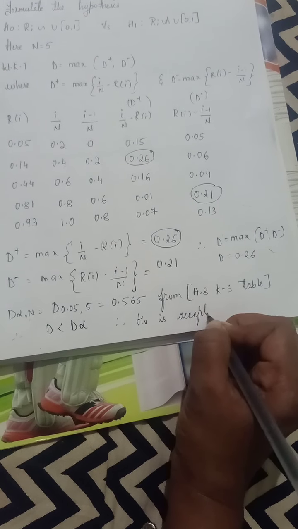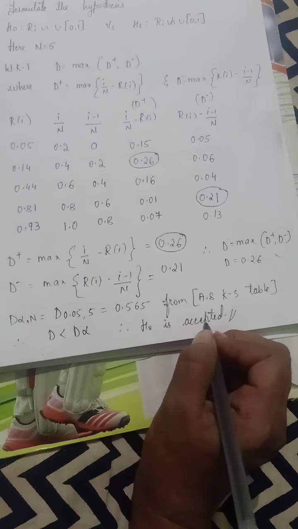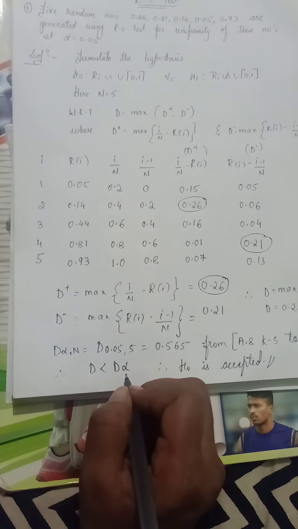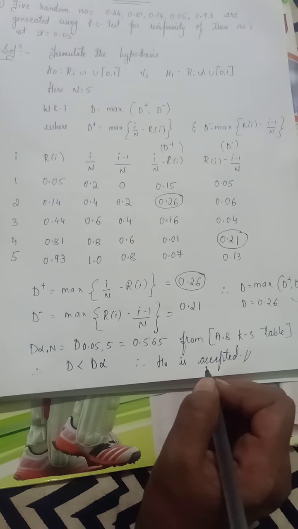Therefore, we can say the hypothesis is accepted. If D is greater than D alpha, then it will be rejected. But in our case, D is less than D alpha. So, therefore, the hypothesis is accepted.